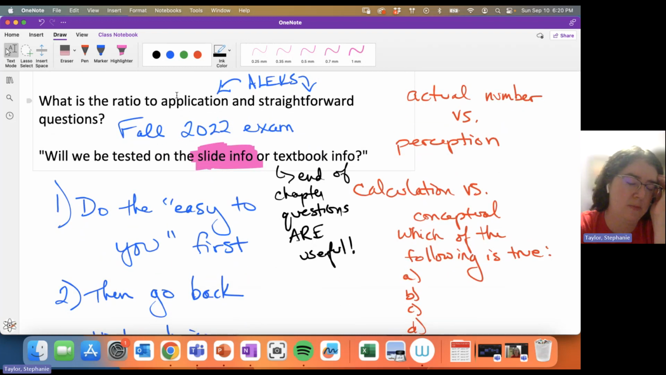Someone asked, so I put a little link for potential questions, and somebody asked me these, so therefore I went ahead and answered them. What's the ratio of application and straightforward questions? This is another really good time to look at the fall 2022 exam.